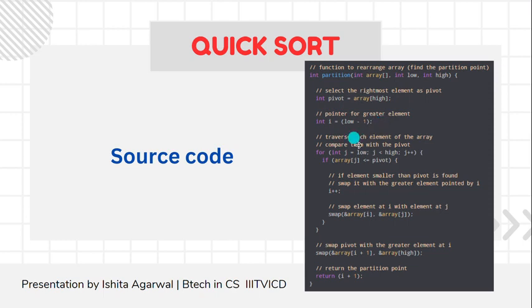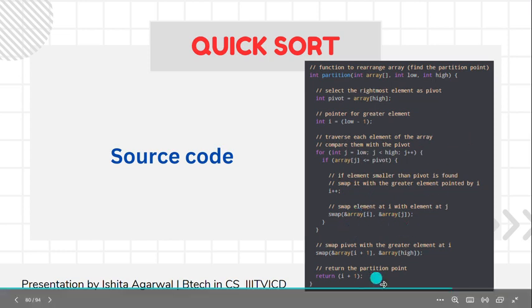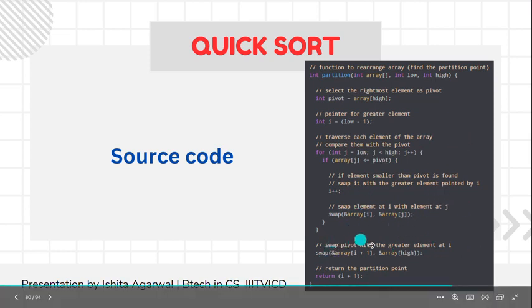and then we are traversing each element of the array and comparing it with the pivot. This is done to place it in the correct position. So if array[j] is less than pivot, then we increment i++ and swap them. By doing this algorithm, at last we are returning the position of the pivot element.